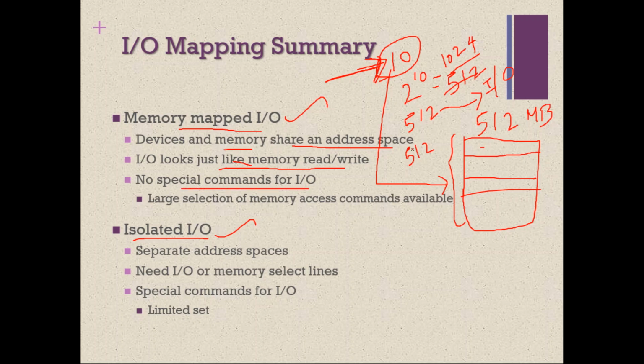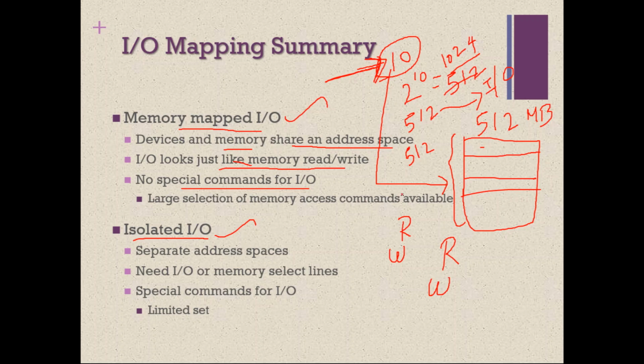Okay, whatever the commands available for memory operation, the same command should be used for IO operation, right? For example, for reading from a memory, if you are using the signal R, then the same R will be used for reading from an IO device also. If you are using the signal W to write to a memory, then the same signal will be used for writing to an IO device also, right?